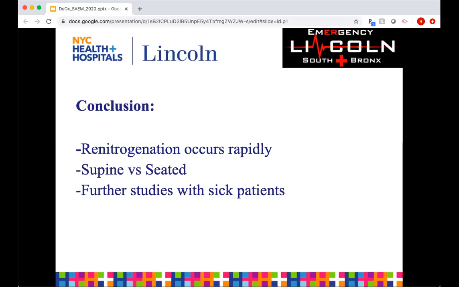Further studies would be useful for better understanding the process of denitrogenation and renitrogenation in critically ill patients.